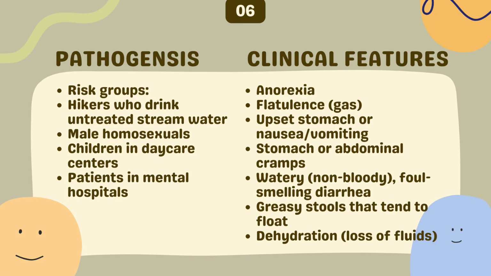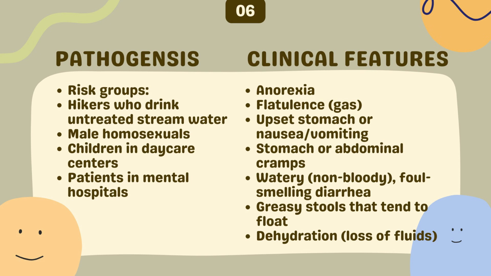And now let's talk about the pathogenesis and clinical features. Pathogenesis: Giardia lamblia infects various mammals, including humans, who can act as reservoirs. Risk groups include hikers drinking untreated stream water, male homosexuals, children in daycare centers, and patients in mental hospitals.